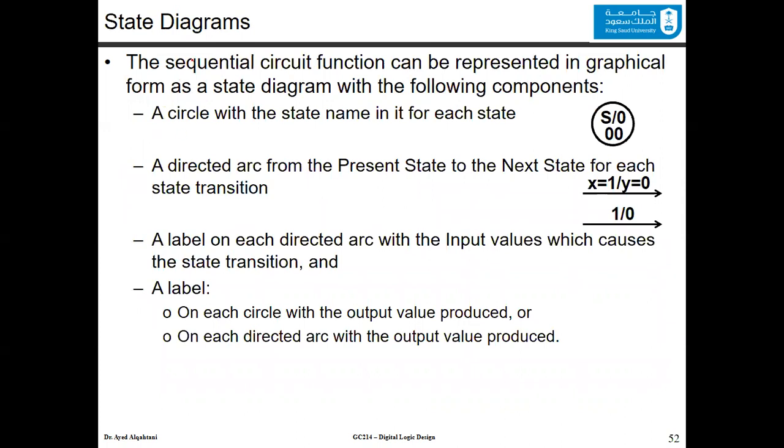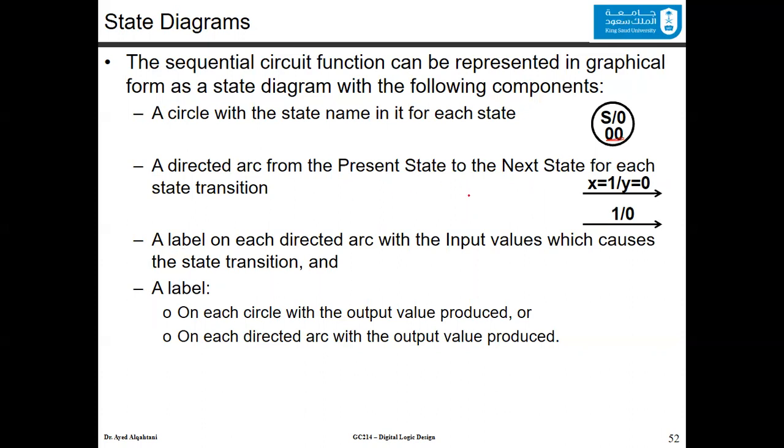Now, the state diagram is another tool that helps you analyze sequential circuits. The sequential circuit function can also be represented in a graphical form as a state diagram with the following components. A circle with the state name in it for each state. For example, you have this circle, and this is state S. The code of state S is 0, 0. You also have a directed arc, or arrow, from the present state to the next state for each state transition. This is an arrow from a certain present state to another next state. This is the same arrow, but represented in another way.